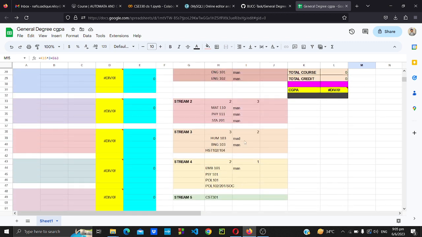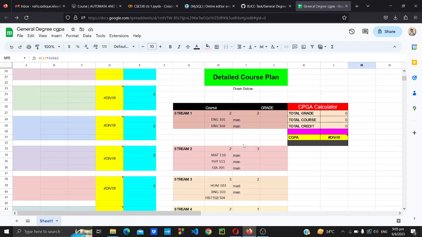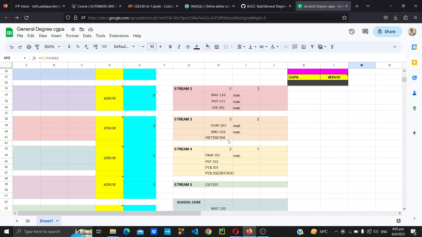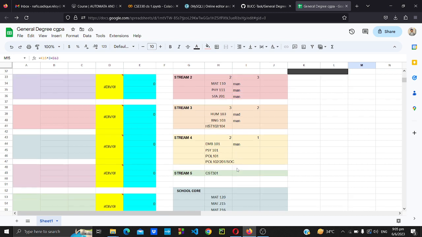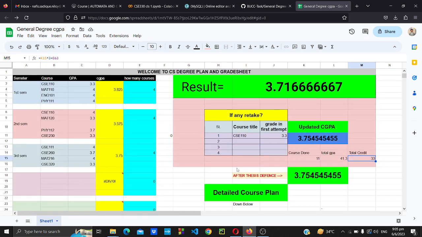Here we have given the mandatory generic courses which he or she has to do, and there are some suggested courses, but they can also change the courses by seeing the rubric which is being given by the department. So that's the basic of the whole degree plan or the CGPA calculator.